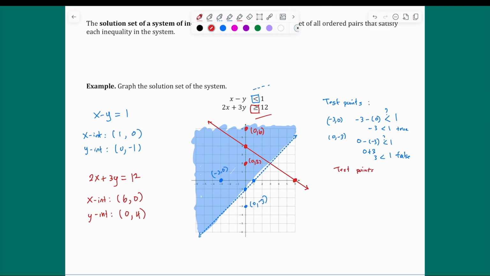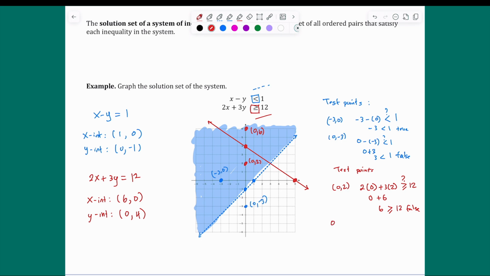Plugging in 0, 2, we have 2 times 0 plus 3 times 2. Is this greater than or equal to 12? Well, that gives us 0 plus 6, which is 6. Is 6 greater than 12? That is false. So we're not going to shade that side of the red line.